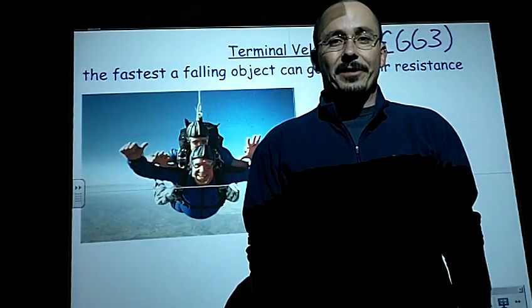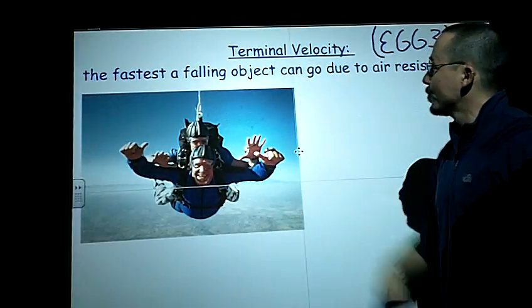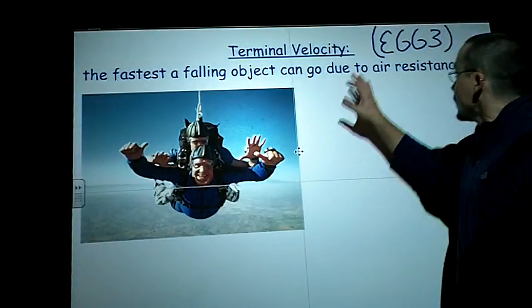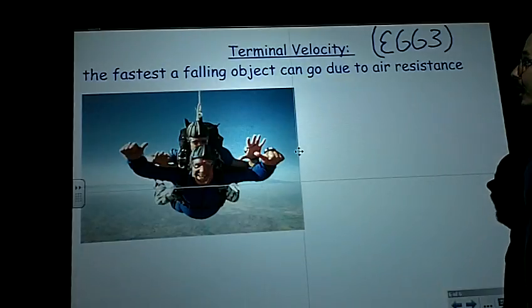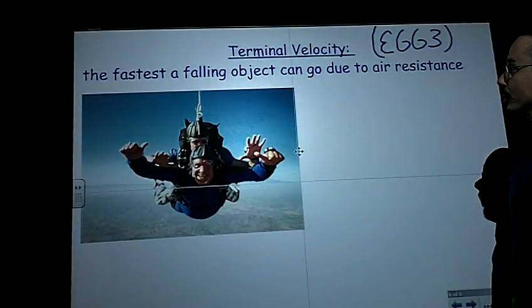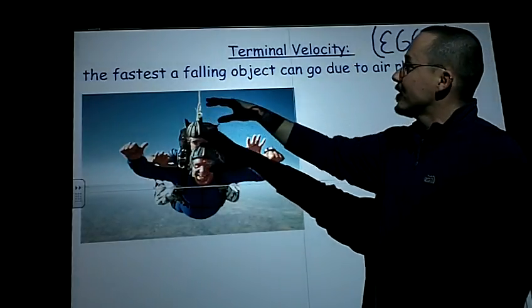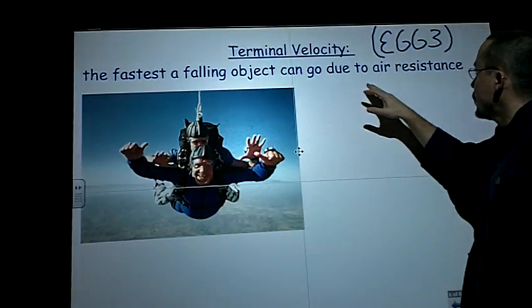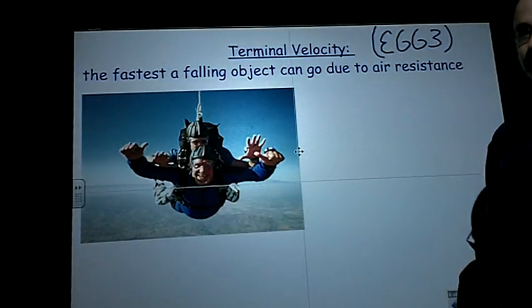I feel awful about that, but I think we should still be able to cover our topic, which is going to be terminal velocity. This is journal entry 3, so you can go ahead and write that down. We already have a definition written on the board for terminal velocity. It says terminal velocity is the fastest a falling object can go due to air resistance. So why don't you write that down and then we'll get started.